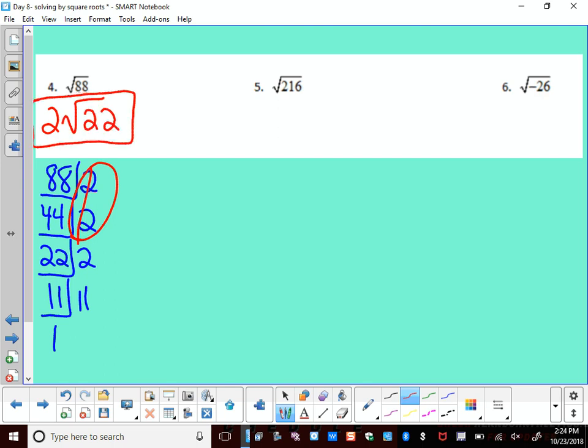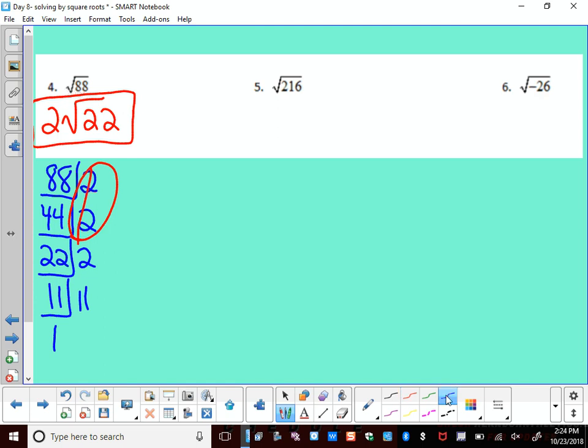Wait, then why wouldn't you just start with 22 and just put it with 22? That way it'd be easier. That does not always work. And it's not going to work for the next one, because we're always choosing the smallest number.